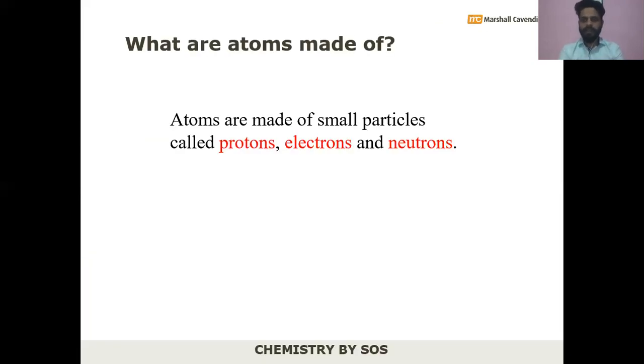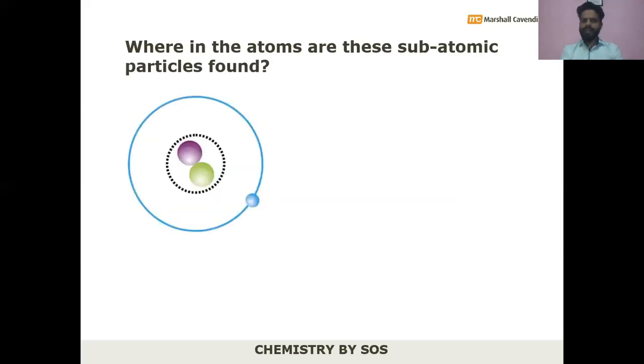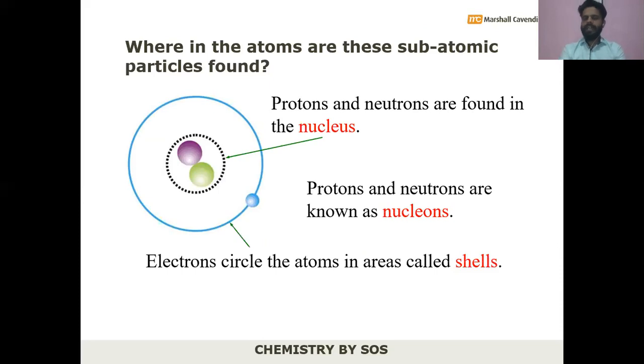Atom is the smallest particle of any element. It is the building block of an element in which electrons, protons, and neutrons are present, which are called subatomic particles. I want to show you a diagram of an atom. There is a structure of an atom in which you can see in the center a nucleus is present. In the nucleus, protons and neutrons are present. Protons and neutrons are commonly called nucleons, and electrons revolve around the nucleus in the shells, which are often called an orbit.